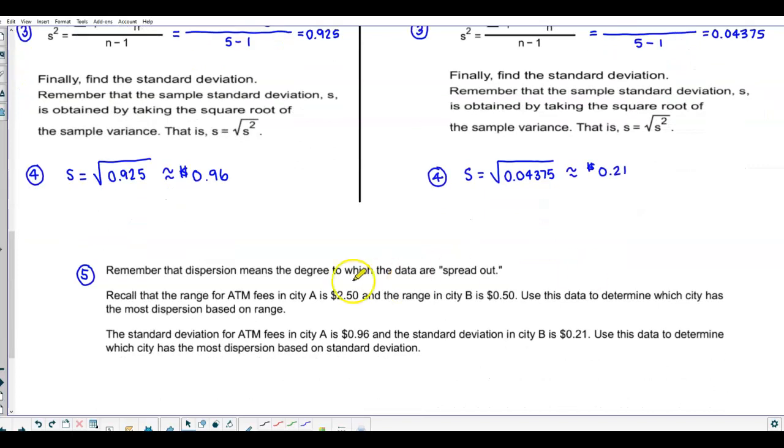Now, to answer our question, remember that dispersion means the degree to which the data are spread out. So to talk about the range, recall that the range for the ATM fees in City A is $2.50, and the range in City B is 50 cents. We're going to use this data to determine which city has the most dispersion based on the range. Likewise, for number 5, the standard deviation for ATM fees for City A is 96 cents, where the standard deviation of City B is 21 cents. And you're going to use that data to determine which city has the most dispersion based on the standard deviation.